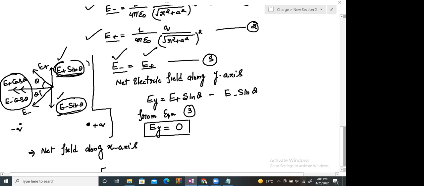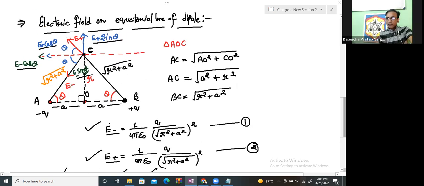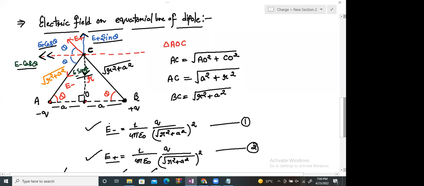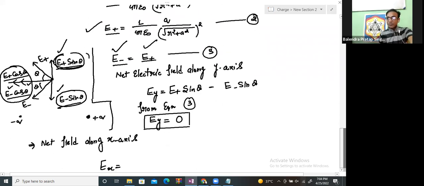Ex is equal to E plus cos theta minus E minus cos theta? Yeah, but not minus, because they are in the same direction. See the arrow? If I consider this figure, you can see that both fields are in the same direction. Here they are opposite. These two fields are in opposite directions, but these two are in the same direction, the negative x direction. So in this case, they will get added. We can add these two.